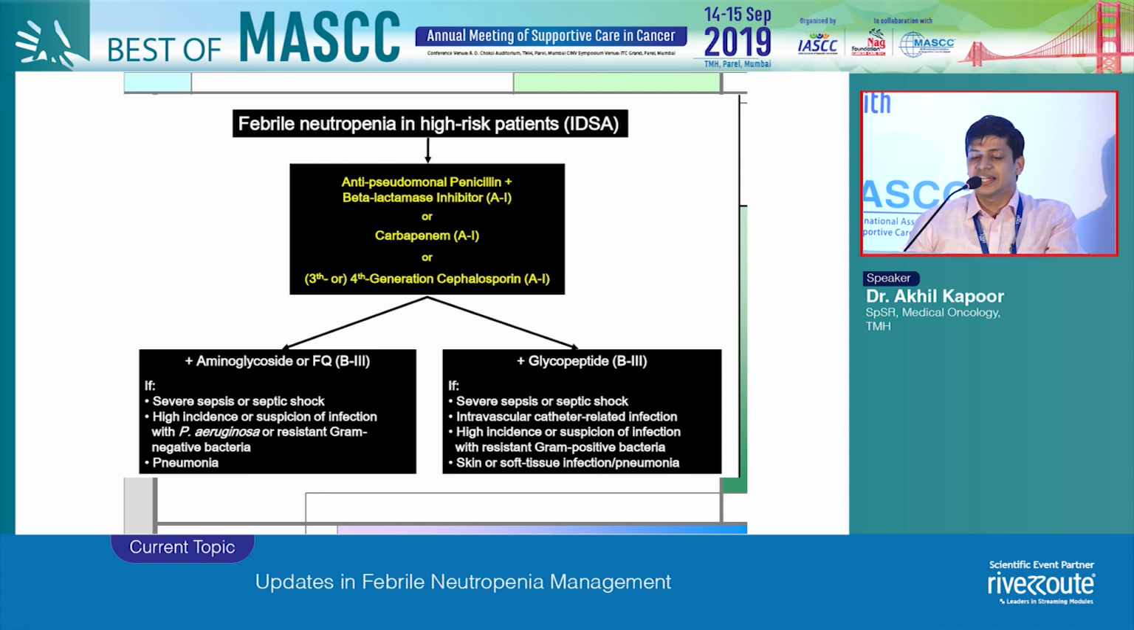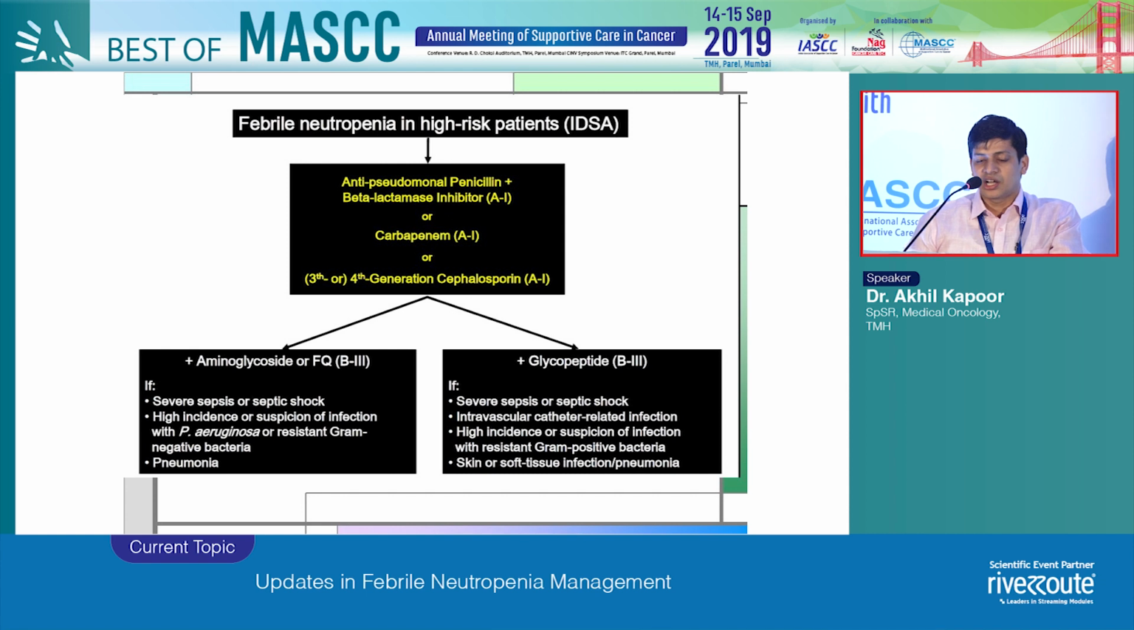FN in high-risk patients, as per the ITSA guidelines, should be started on an anti-pseudomonal penicillin. Our own data is in agreement with this, as up to 30% of patients had isolates of pseudomonas in the cultures. The other option is to use a single-agent carbapenem or a fourth-generation cephalosporin. Aminoglycosides should be added if there is severe sepsis or septic shock, high incidence or suspicion of Pseudomonas aeruginosa, or pneumonia. Glycopeptides like vancomycin or teicoplanin should be added if the patient is in shock, catheter-related infection is suspected, or there is suspicion of gram-positive infection, skin or soft tissue infection, or pneumonia.